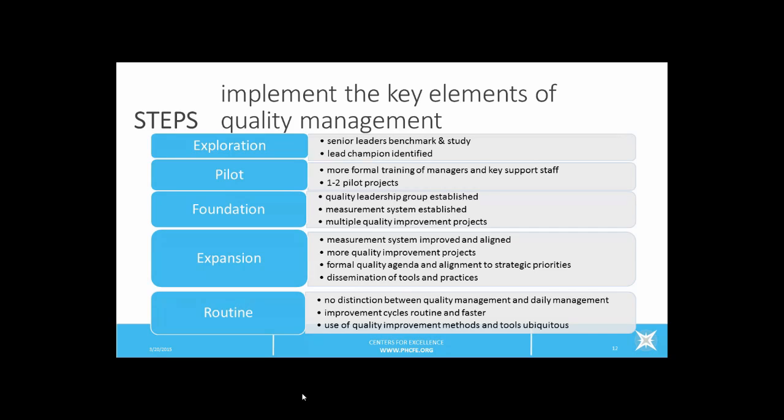Eventually, the organization will develop a formal infrastructure, including establishment of a quality council or other formal quality leadership group. Early work of that group will be establishing a measurement system. As the quality culture expands, this measurement system will be improved and increasingly aligned with agency strategic priorities. Application of quality improvement tools will become more common across the agency in multiple programs. Eventually, quality management becomes a routine aspect of work. It becomes business as usual.